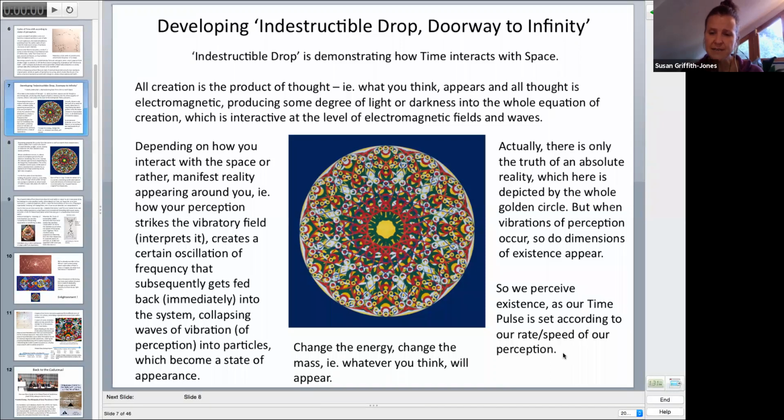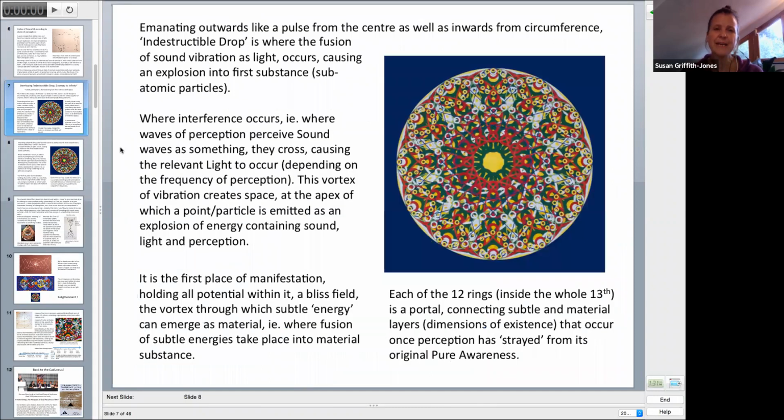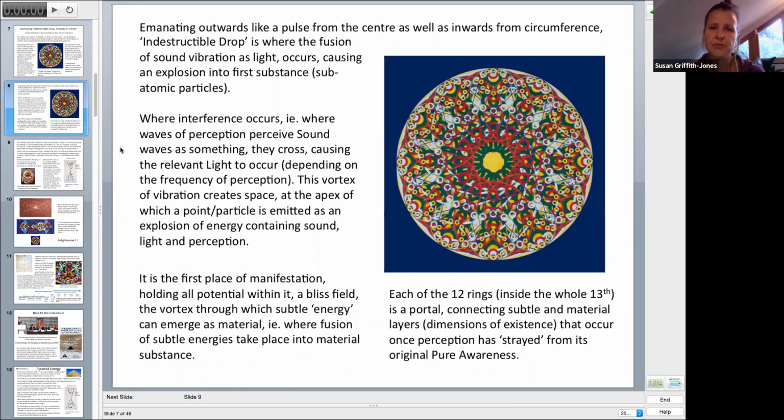So when we perceive existence, our time pulse is set according to our rate or speed of perception. So it's a law. I mean, we just can't get past this law. Change the energy, change the mass, i.e. whatever you think will appear. So it is emanating outwards like a pulse from the center, having this kind of mandala effect of pulsing out, as well as inwards from the circumference.